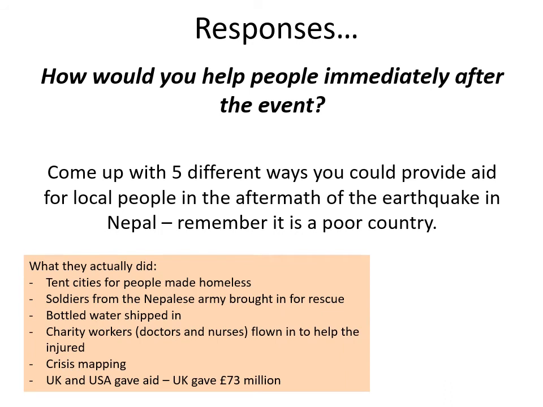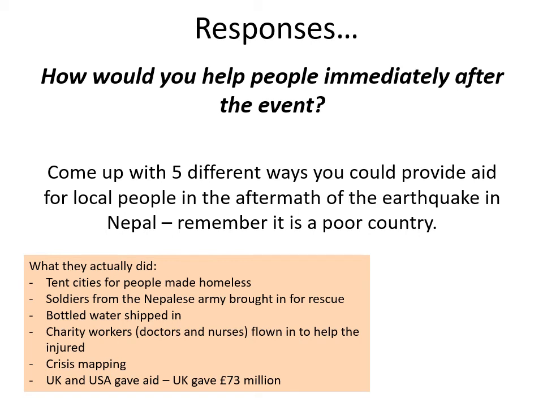Okay, so what they actually did. So there's some examples here for you that you can write down onto your sheet. Tent cities for anyone who was made homeless. Soldiers from the Nepalese army were brought in to rescue people from the rubble and get them out safely. Bottled water, because lots of the water in the pipes became contaminated. That was dangerous and it could make people ill. So they had to bring in bottled water.